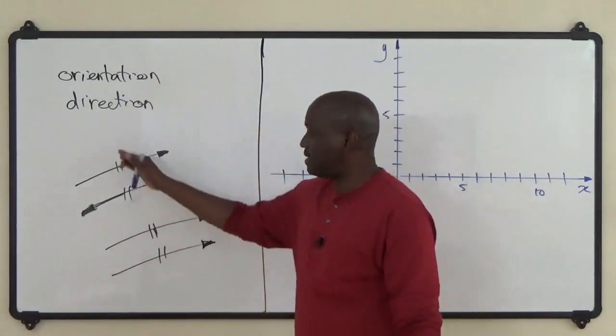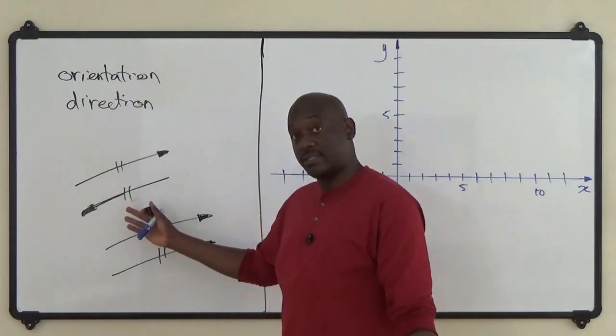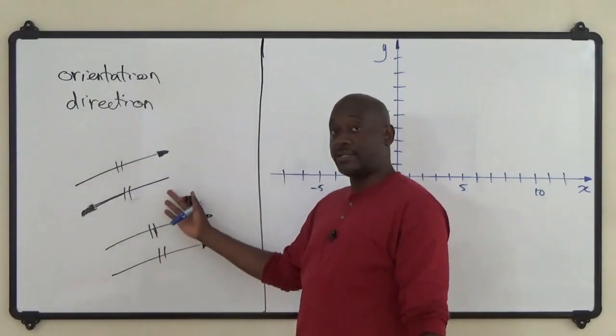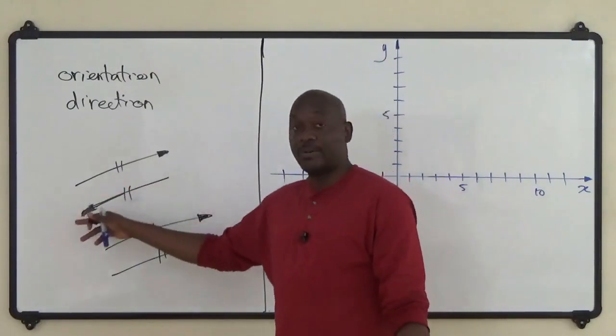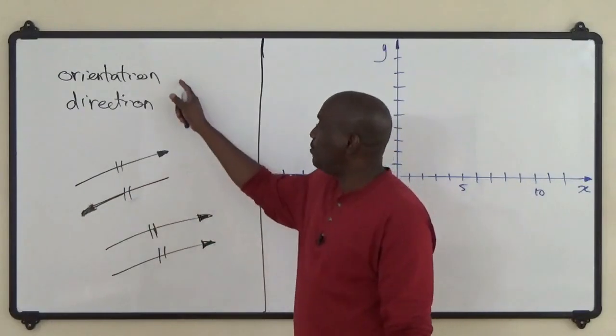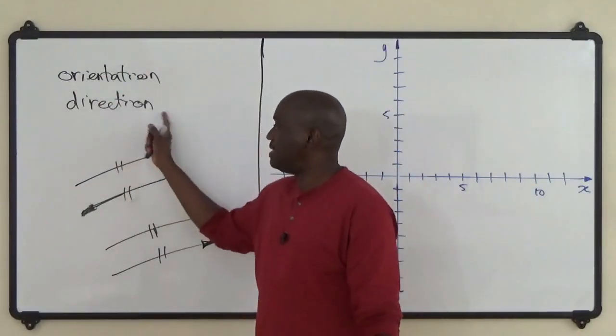If you have a situation like this, the two vectors are not pointing in the same direction. One is going so and the other one is going so, but they're still parallel. So that now is the difference between the orientation and the direction.